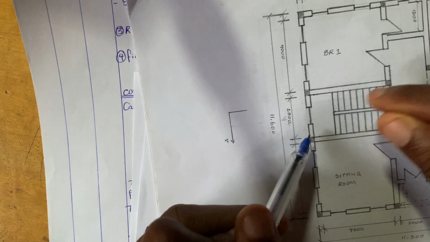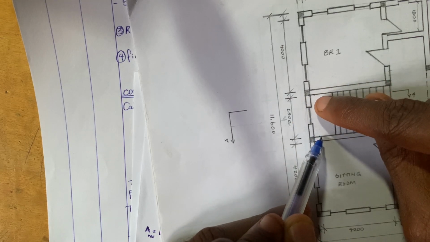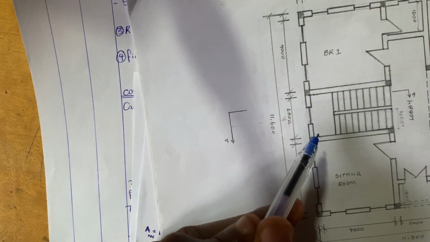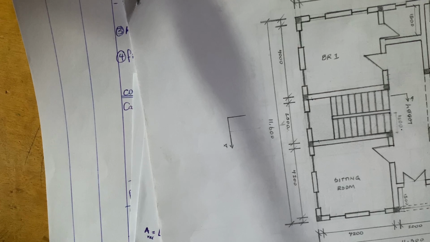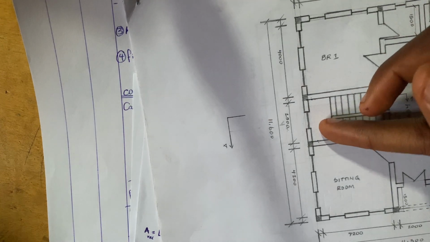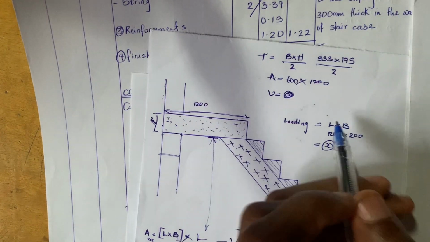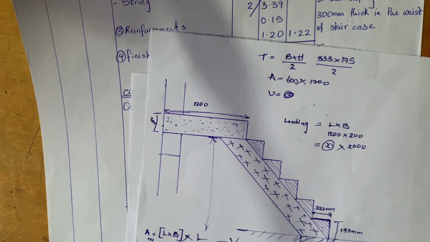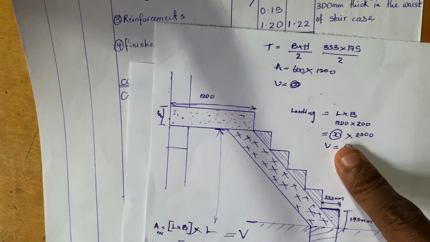But mind you, sometimes people chisel into the wall. People construct the landing a little bit into the wall to give it additional support. So if you are doing that, you can also add for that operation. If not, you leave it like that. So you multiply it by, in this case, 2500. So whatever you get here will be the volume of your landing.